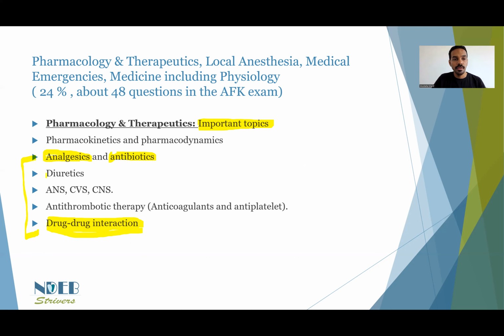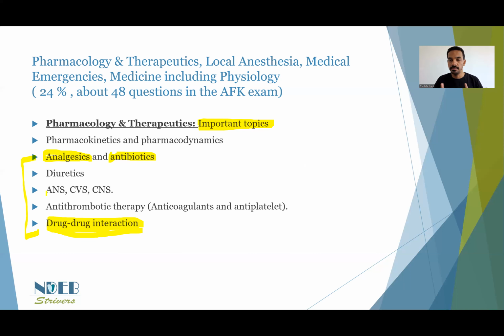There is also a very important topic, the diuretics and their different categories. And our example of using the references is actually related to diuretics, so we will talk about this in the next slide. Then we also have the different systems, the ANS, CVS, and CNS. It's also very important to know the pharmacology and therapeutics related to those 3 systems.